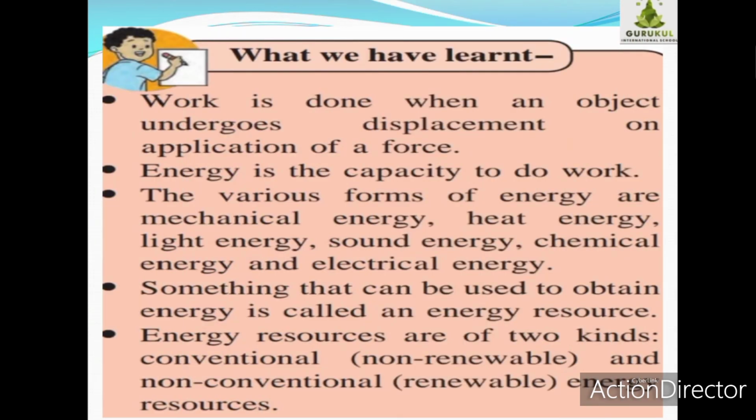So children, what we have learned in this lesson: work is done when an object undergoes displacement on application of a force. Then we studied that energy is the capacity to do work. After that, we learned the various forms of energy are mechanical energy, heat energy, light energy, sound energy, chemical energy, and electrical energy. Then we studied that something that can be used to obtain energy is called an energy resource. There are two important energy resources: conventional, meaning non-renewable, and non-conventional, meaning renewable energy resources.